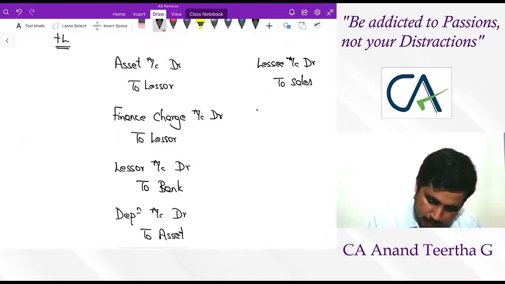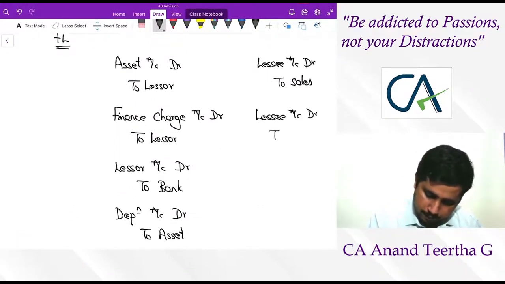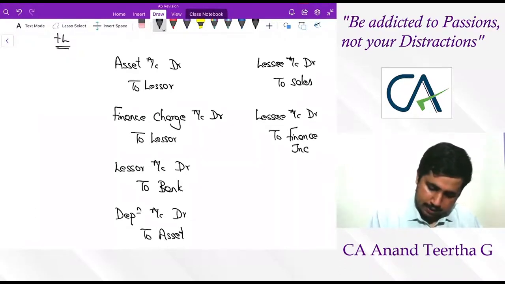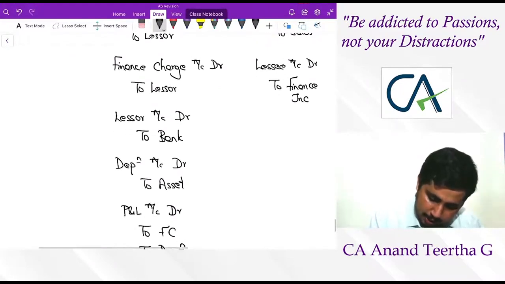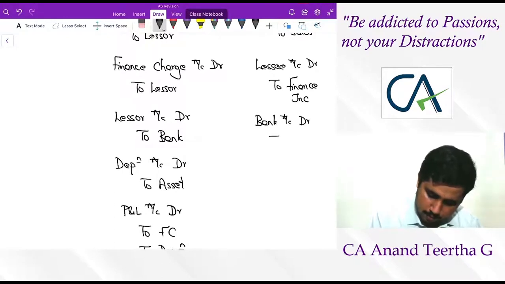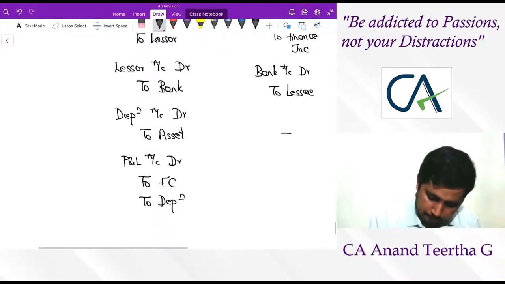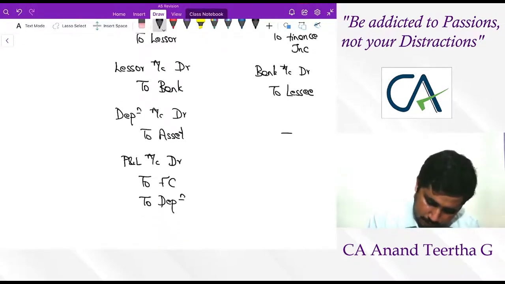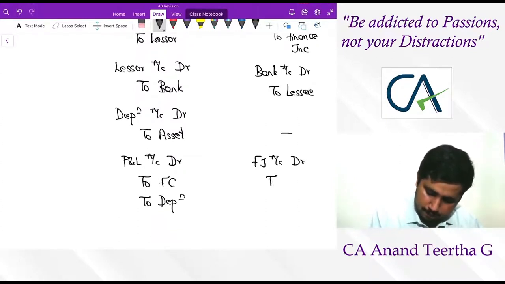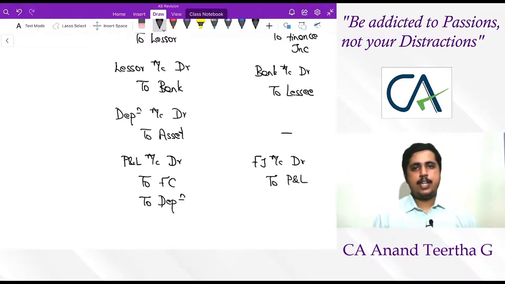Then lessee account debit to finance income. Then bank account debit to lessee. Then depreciation won't come. Then finance income account debit to P&L. This is how the lessor books the entry is supposed to get passed.